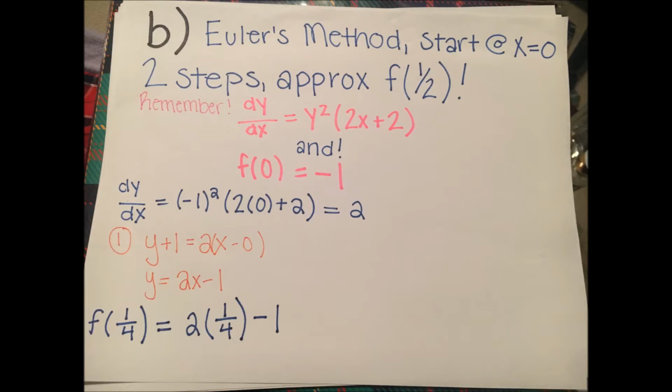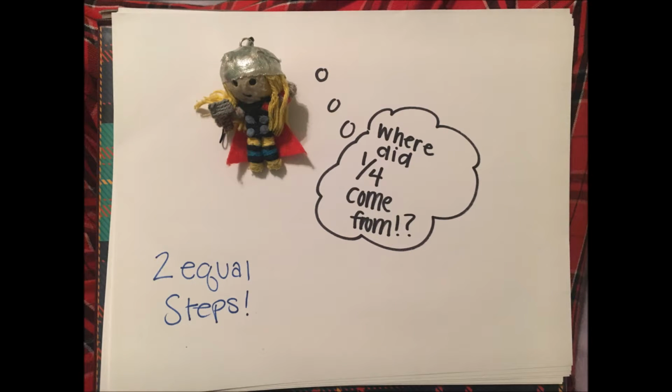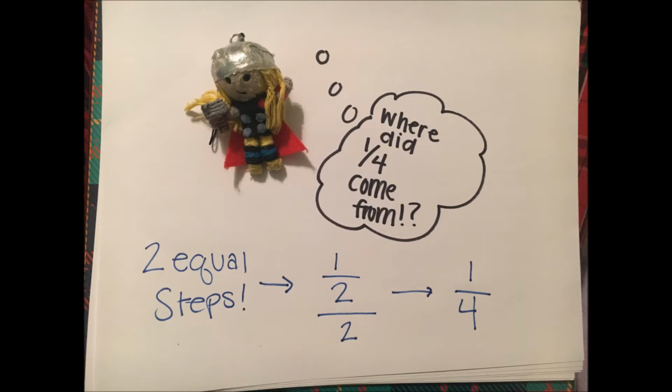And then here you're putting in 1/4 as your x. You're right, Thorar is asking the right question. So where did that 1/4 come from? Remember, when you're using Euler's method, you're always going to use equal steps and then whatever it gives you. So for here, you're using 2 equal steps. Since we are trying to approximate x equals 1/2, you just divide 1/2 by 2. And that's how you get your 1/4.